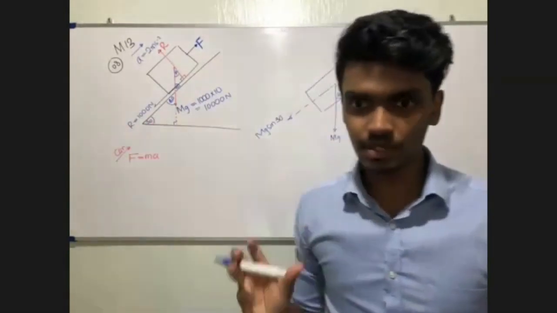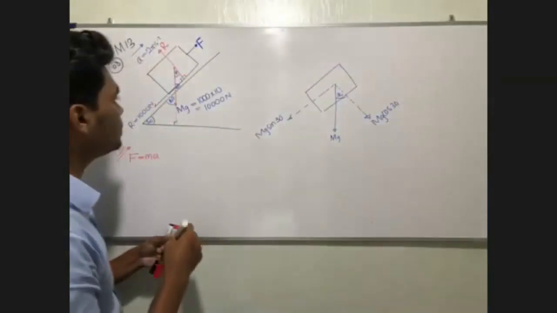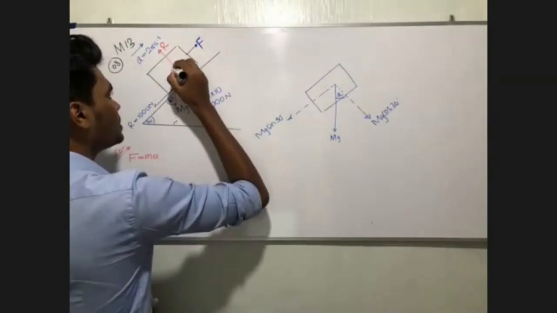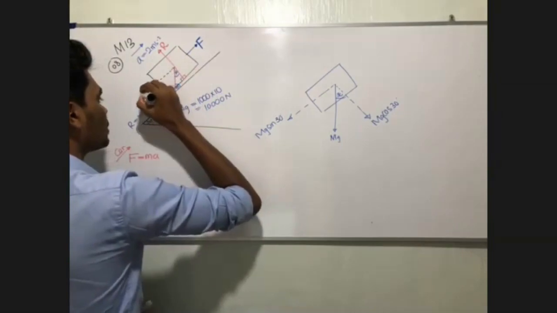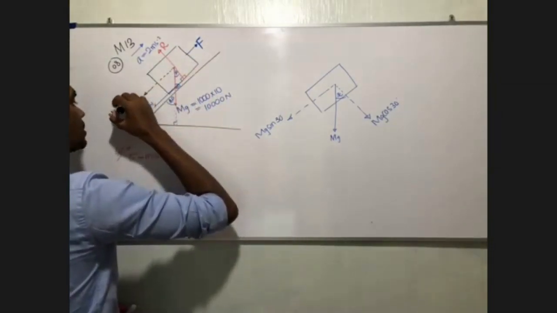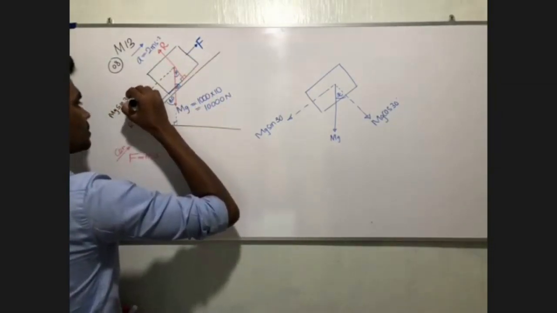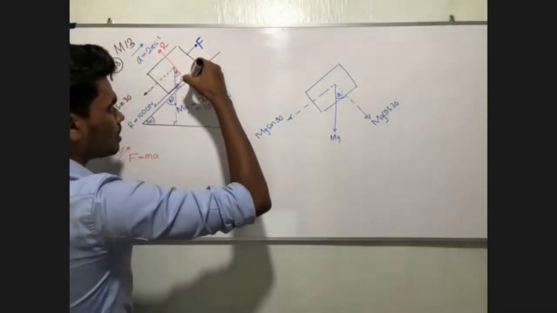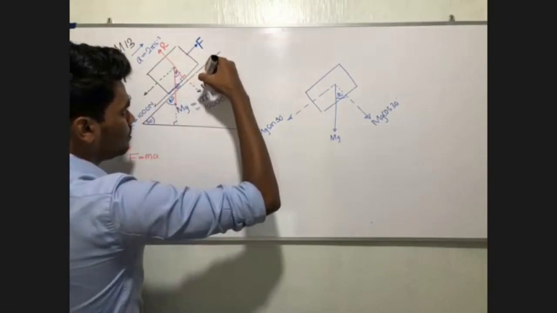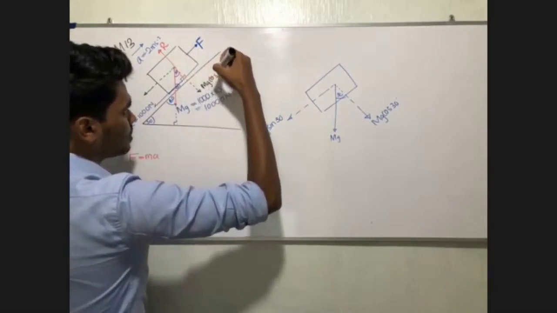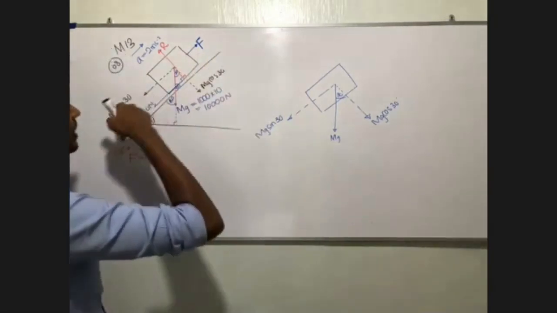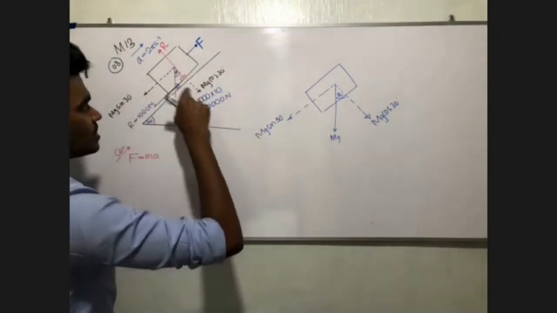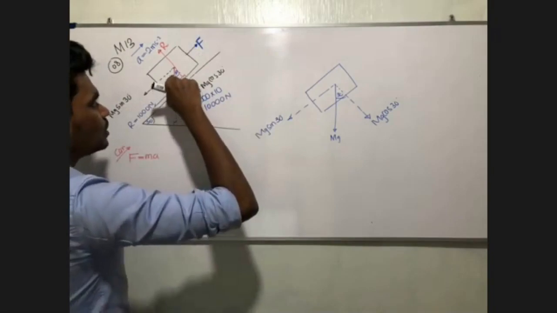Right? This is possible. Therefore, instead of this mg, we represent mg sin 30. And this is what? Mg cos 30. After you represent the mg in mg sin 30 and mg cos 30, this mg is not going to be there anymore.